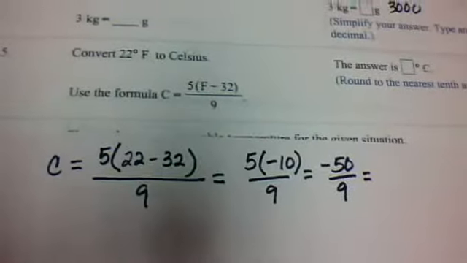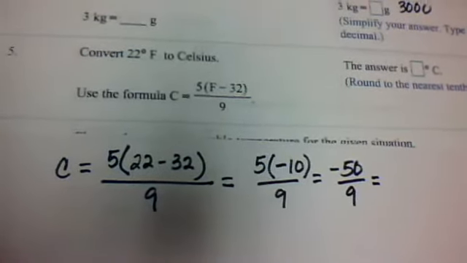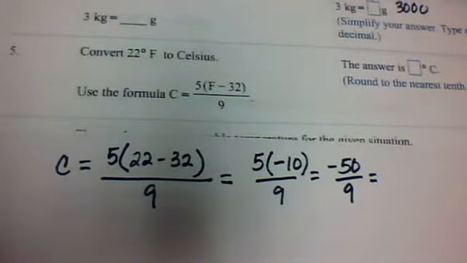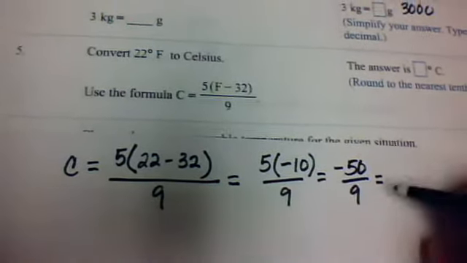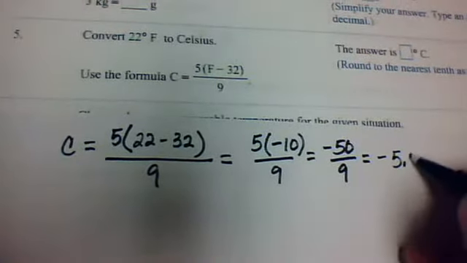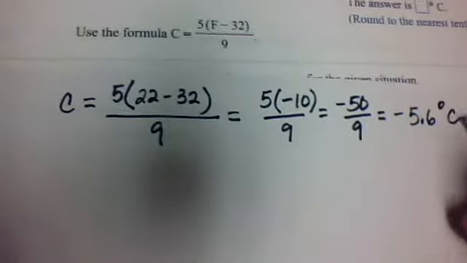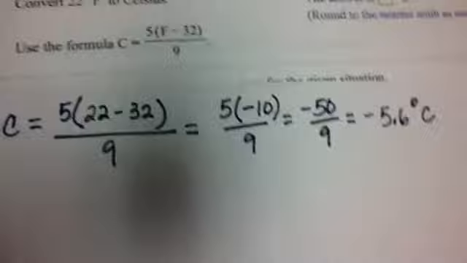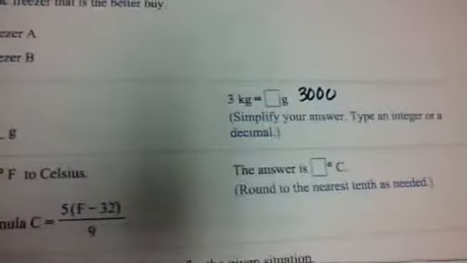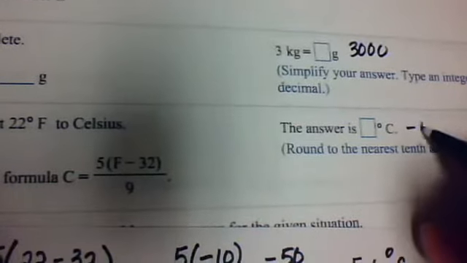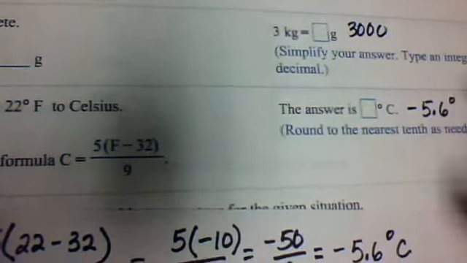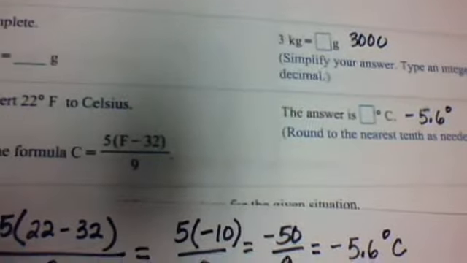And if we were to write this rounded to the nearest tenth, this will be negative 5.6 degrees Celsius, because we're told to round to the nearest tenth. So in this case, our answer will be negative 5.6 degrees Celsius.